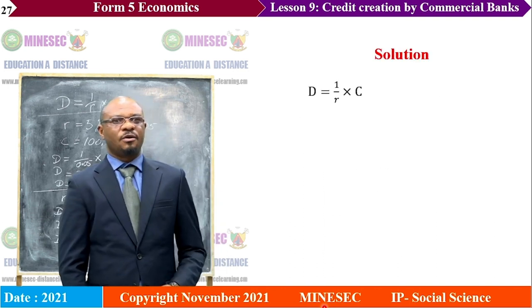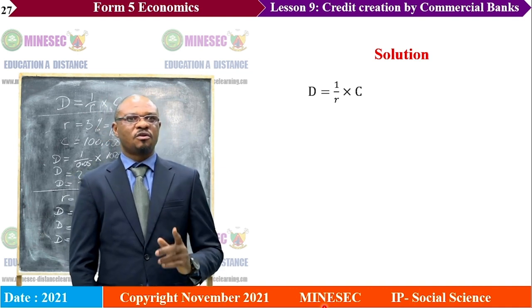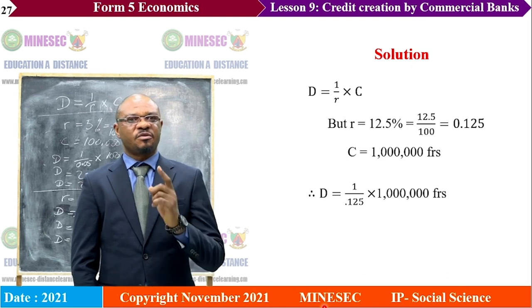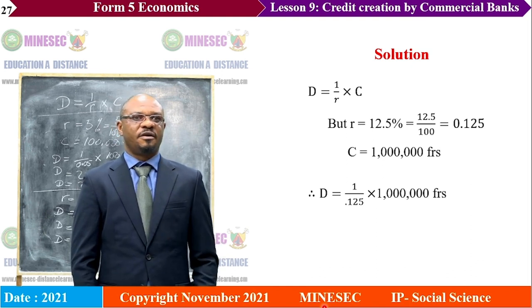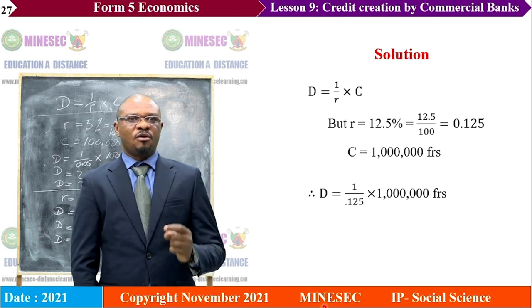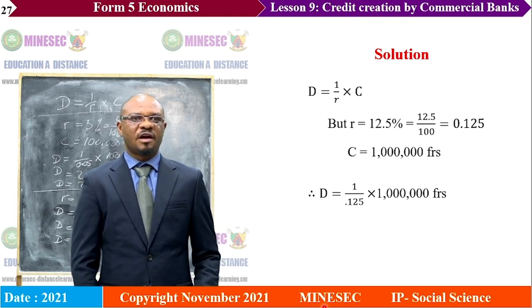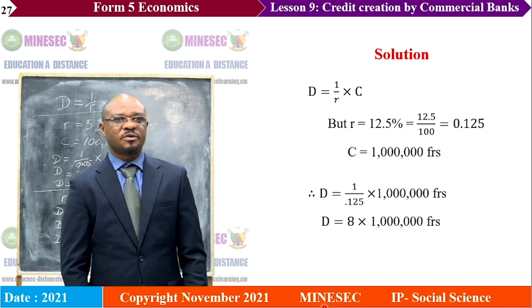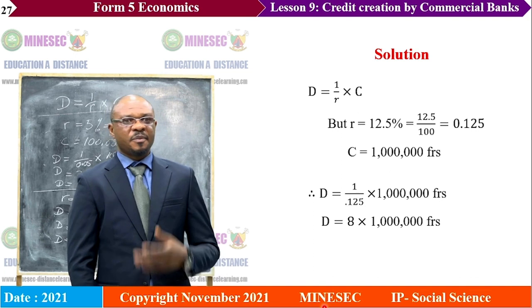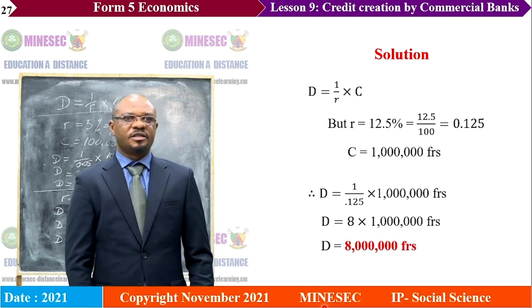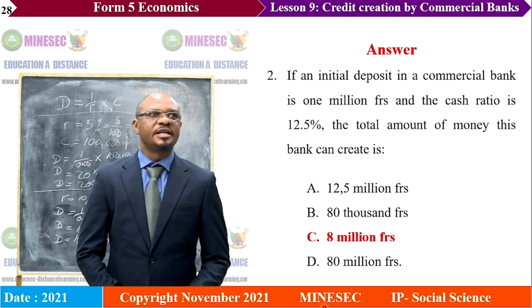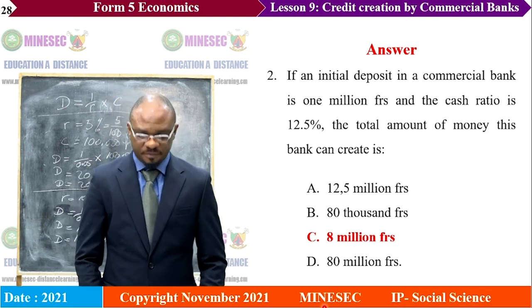So for the correct answer, we'll go by the formula again, D equals 1 over R times C, but we know R is 12.5%, which is equivalent to 0.125. And when we substitute that in the formula, we have 1 over 0.125 times 1 million francs in deposit. That will give us 8, which is the deposit expansion multiplier, times 1 million francs, which is 8 million francs. It means that the correct answer to that question is 8 million francs.